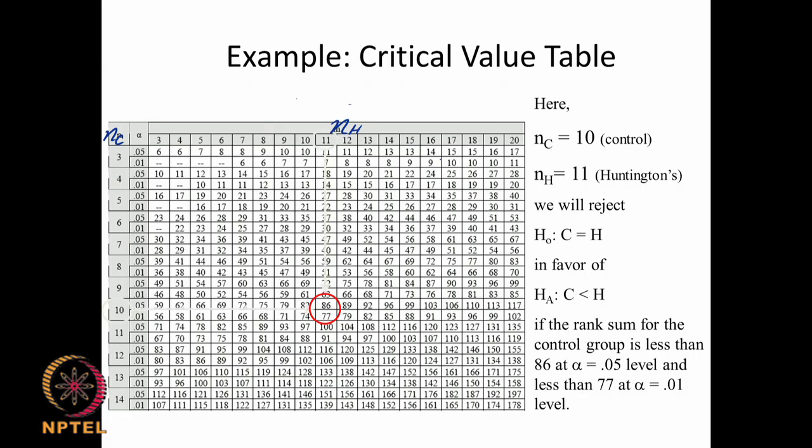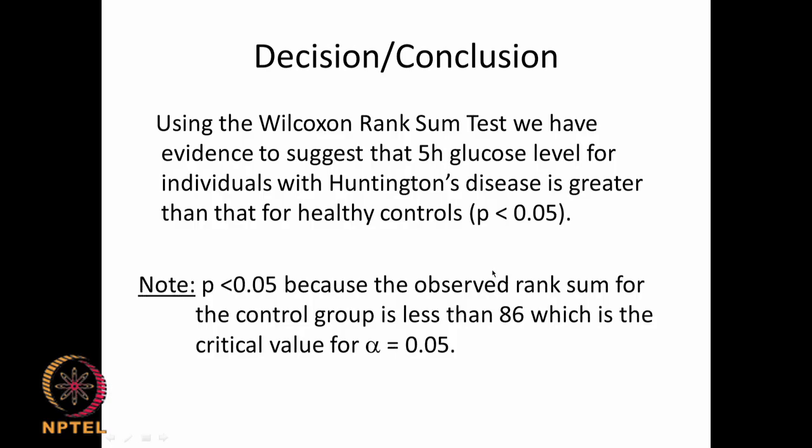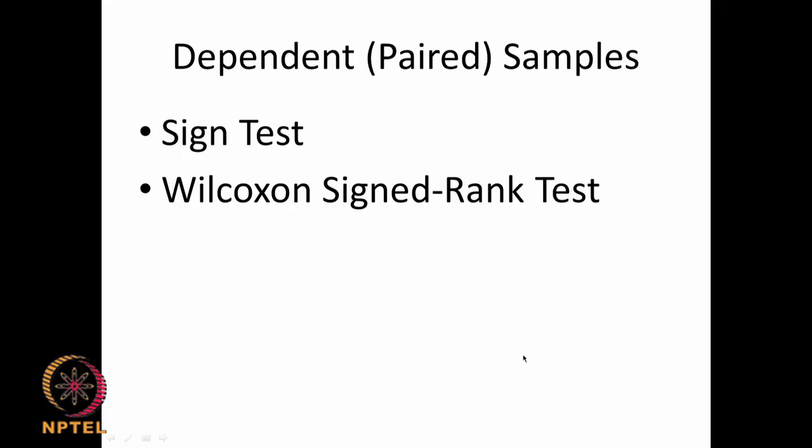Okay. So, that is one problem. Using the Wilcoxon rank sum test we have evidence to suggest that the 5-hour glucose level for individuals with Huntington disease is greater than that for the healthy controls at 95%, or p is less than 0.05. We concluded this because 78 is less than 86 at the value of this.